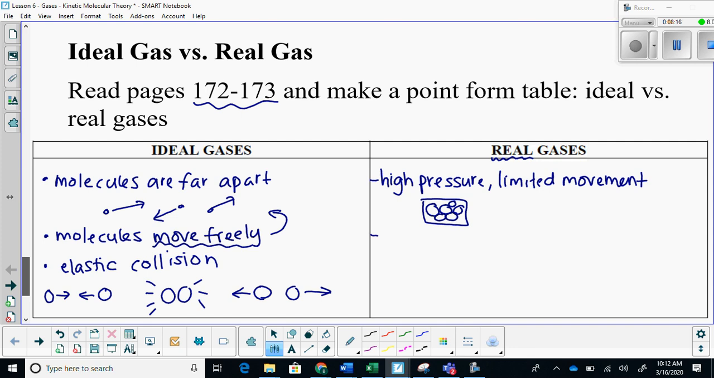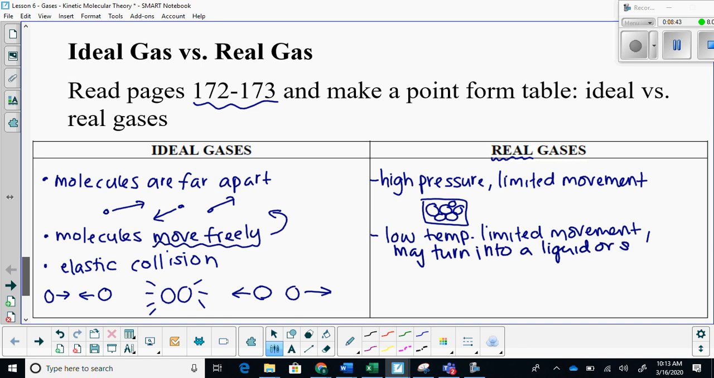The next thing is low temperature. If the temperature gets too low, a gas will turn into either a liquid or a solid. So same thing, it's limited movement. What happens is when the molecules come to collide with each other, they're actually going to stick together. When they stick together, they're going to turn into a liquid or a solid. Remember, when molecules stick together, they will change state because the temperature is so low.